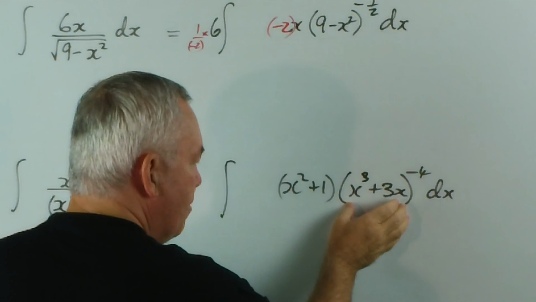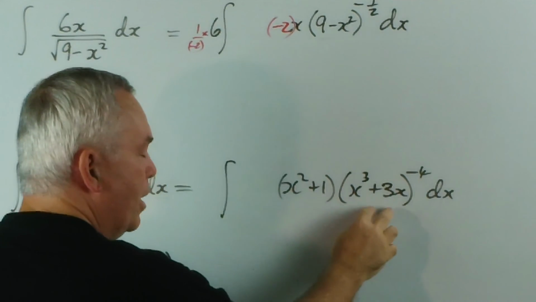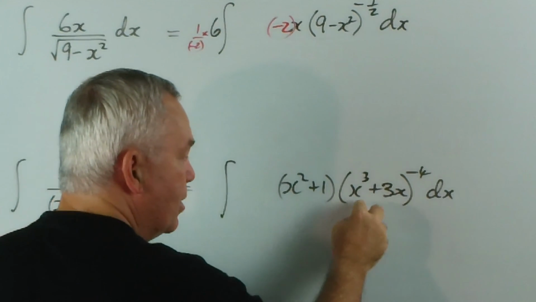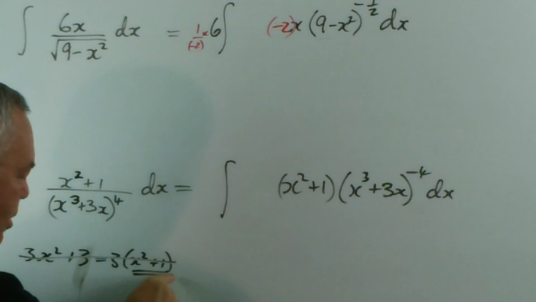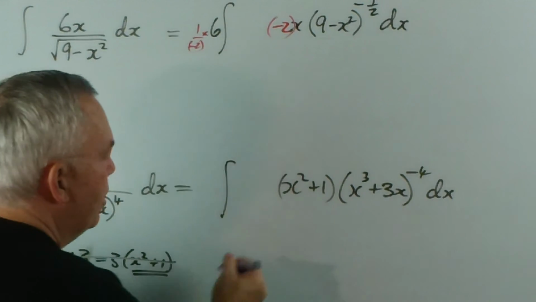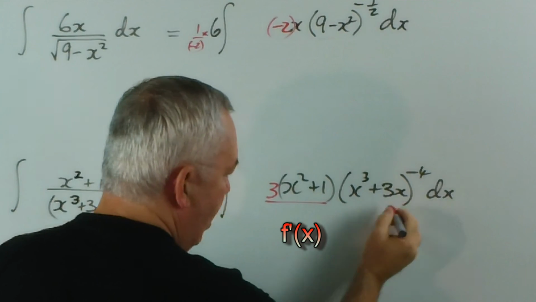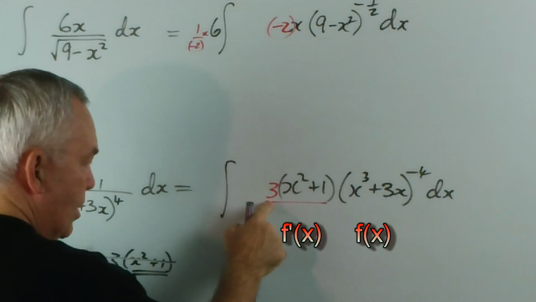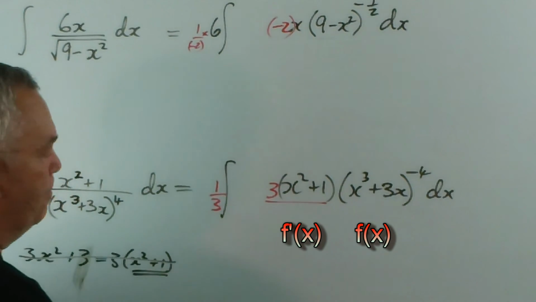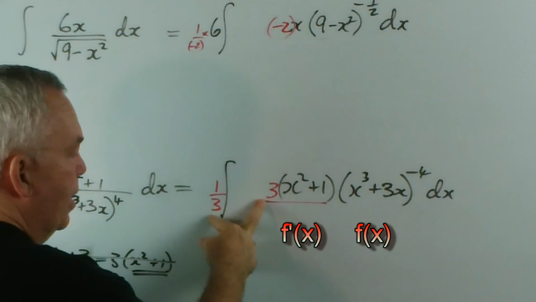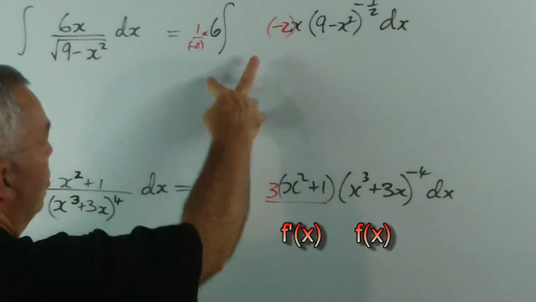Similarly, with this one, the derivative of x cubed plus 3x is 3x squared plus 3, which is 3 lots of x squared plus 1. So I actually need a 3 here, so that that is the derivative of that. To compensate for putting this 3 here, I need to multiply by 1/3 out the front. Because a third times 3 is 1, and multiplying by 1 is not going to change the integral, nor is this product.